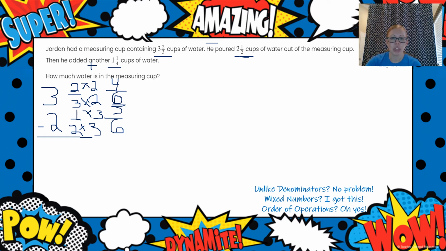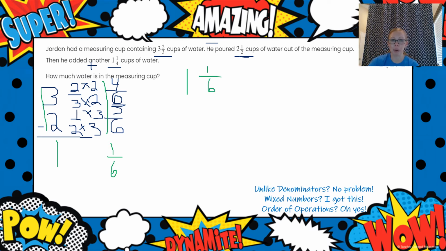So I know that I need to not only subtract my fractions, but also subtract my whole numbers. I'm going to start with the fraction side just in case I have to do any renaming. All right, 4/6 minus 3/6. 4 is larger than 3, so I can subtract without any renaming or regrouping. That leaves me with 1/6. 3 minus 2, going to my whole number side, is 1. So after Jordan poured out 2½ cups of water, he was left with 1 1/6 cups in the measuring cup.